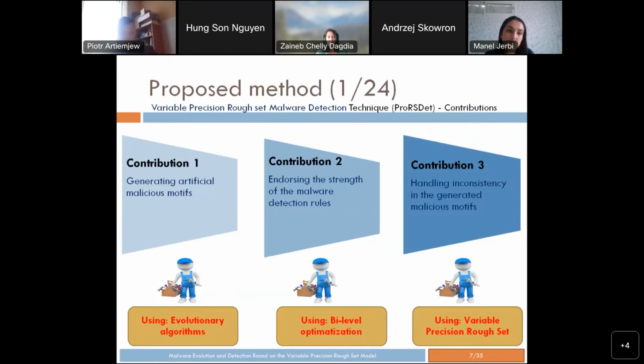The first contribution generates artificial malicious motifs relying on evolutionary algorithms in order to diversify the base of examples. The second contribution strengthens the detection rules using bi-level optimization. And the third contribution handles the possible inconsistency that may appear among the generated malicious motifs, and we will use a variable precision RFSET model.